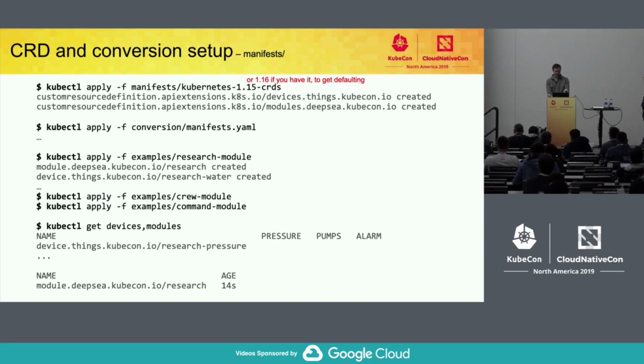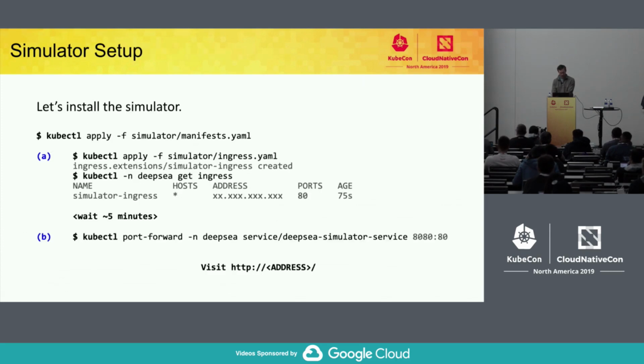Next, you can go ahead and run kubectl apply for all three of our modules. And once you've done that, you can go ahead and do kubectl get to have a look at all the CRs that you've loaded. We added some custom columns to our CRDs so that you can see some of the device values more easily.